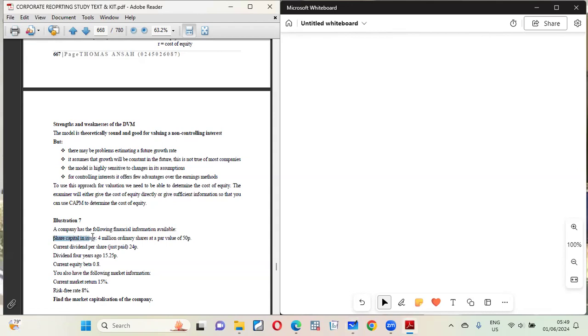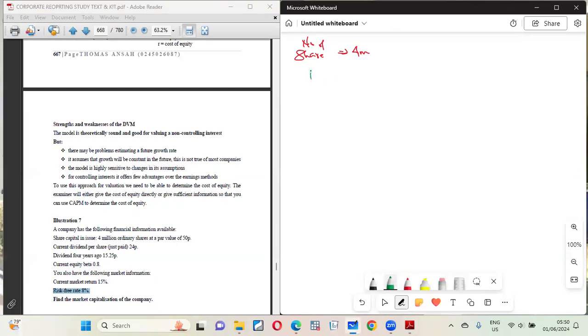The company has share capital in issue of 4 million. So the number of shares in issue is 4 million shares. The shares are not an amount, they are a number. Then we have the current dividend just paid, the dividend 4 years ago, the current equity beta, the current market return, and the risk-free rate of return.